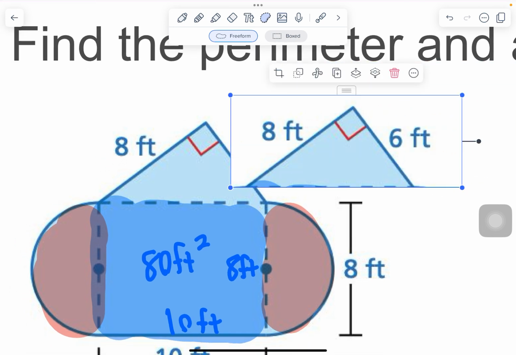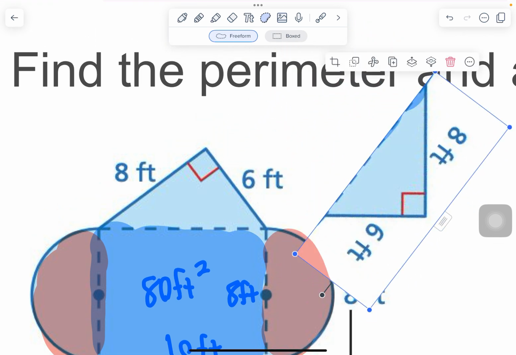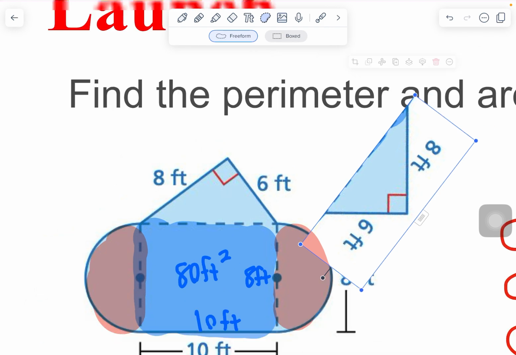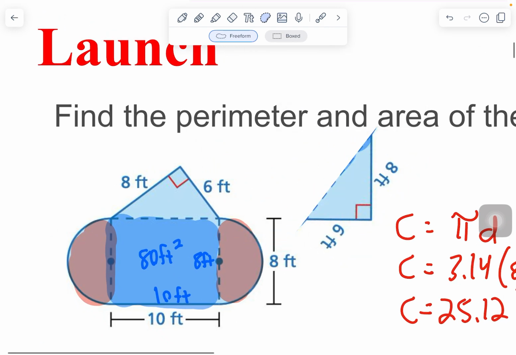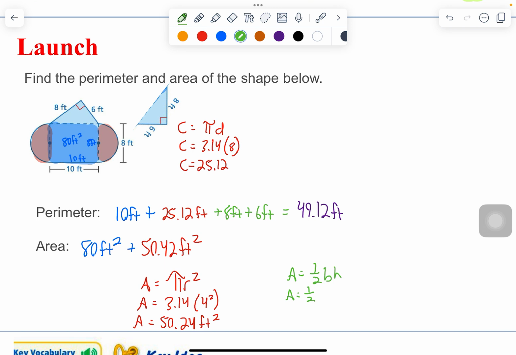So now if you take this image and rotate it, we can see that the base is 6 feet and the height is 8. So you can turn your head or turn your iPad or take a picture and rotate it and see that we've got a triangle that has 1/2 the base of 6 times the height of 8. Half of 6 is 3, and 3 times 8 is 24 feet squared.